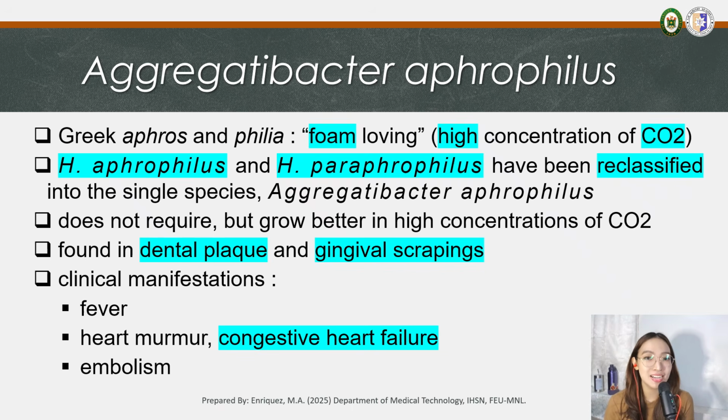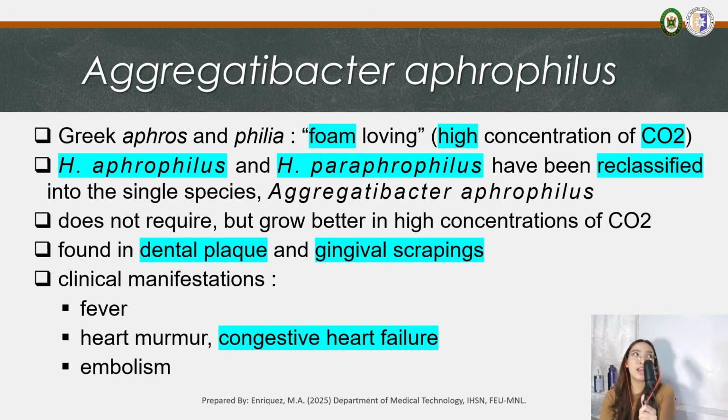Since we've already discussed Haemophilus species in part one, let's proceed with the Aggregatibacter species. First up is Aggregatibacter aphrophilus. They have been known as foam-loving bacteria, but when we say foam, we're not actually talking about foam like bubbles. This is just another term to indicate that they like increased carbon dioxide concentration. So they're basically capnophilic.